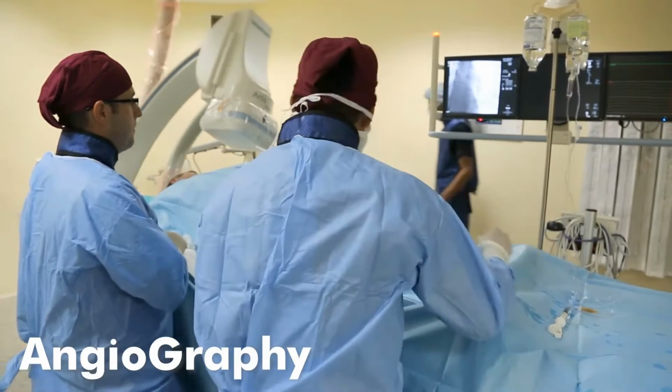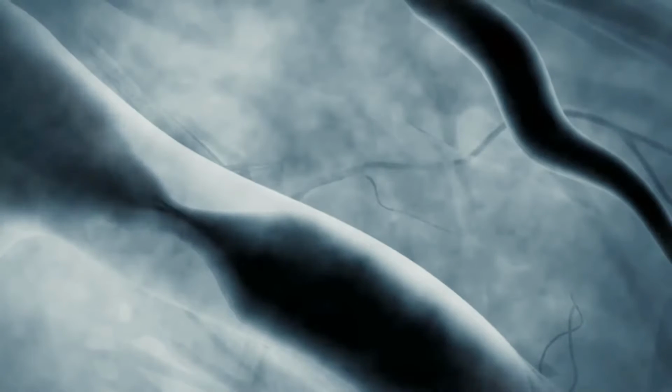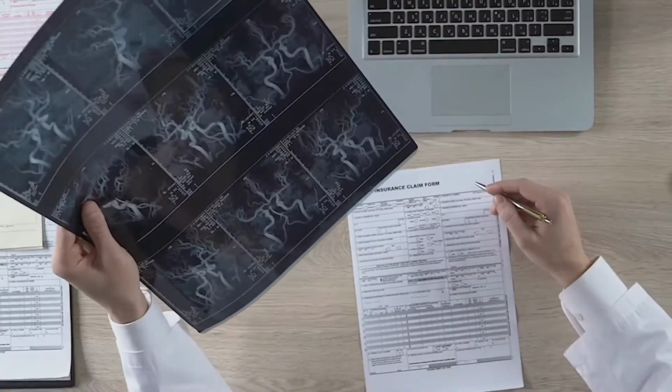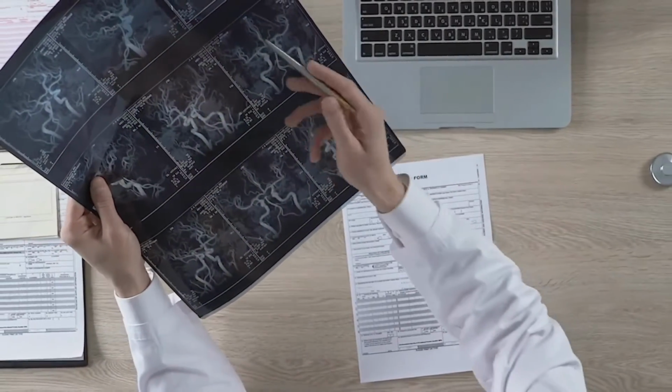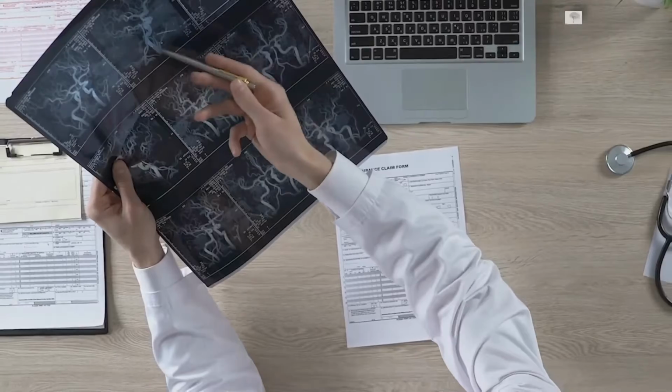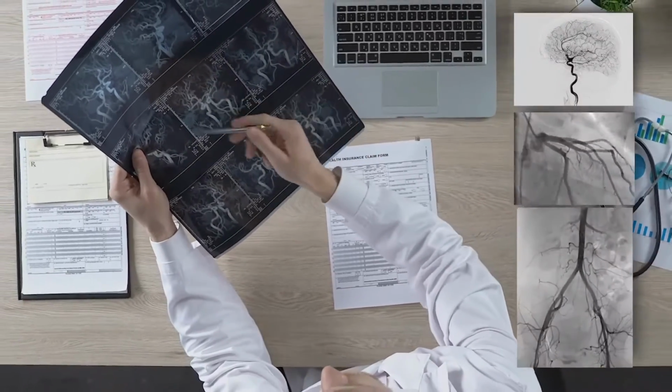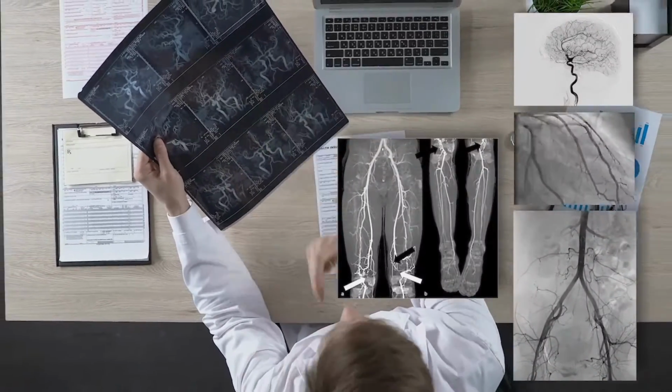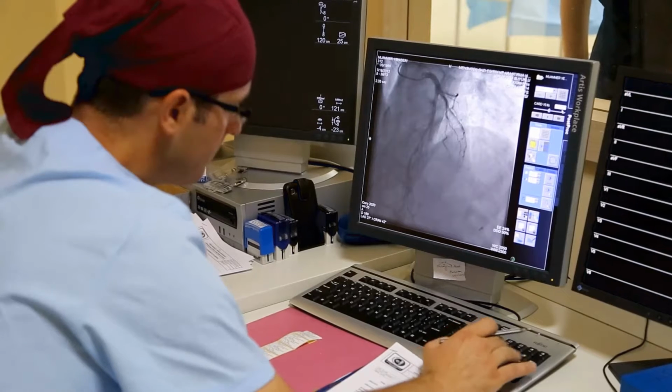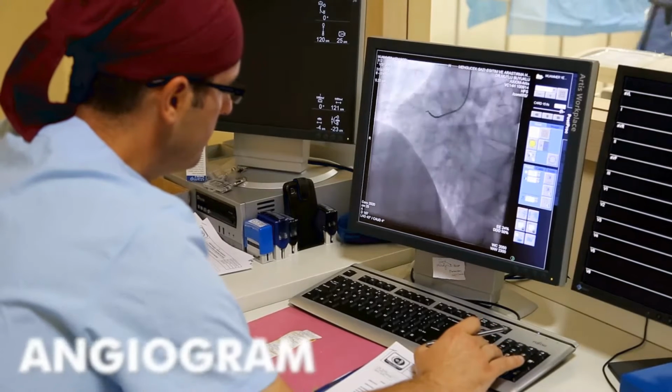Angiography is a procedure that involves checking of narrow, blocked, enlarged, or malformed arteries or veins in many regions of the body, including the brain, heart, abdomen, and legs. The images or readings resulting from this process are called an angiogram.